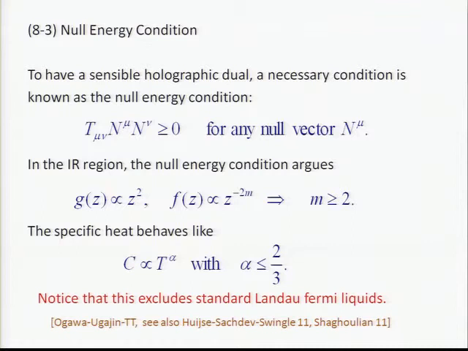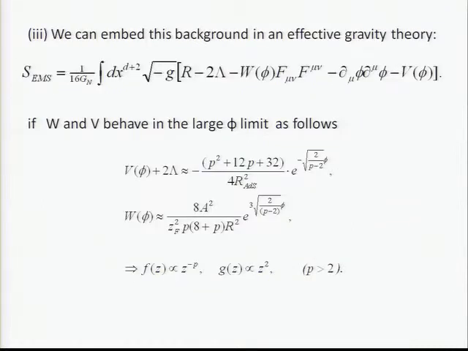This is a bit of a technical comment, but we can embed this. We just worked this out in a general formulation, based on a generic metric, but we can embed it into a particular background of an effective gravity theory, which is Einstein gravity coupled to a Maxwell field and a scalar field with some potential. And this potential and so on should behave this way.